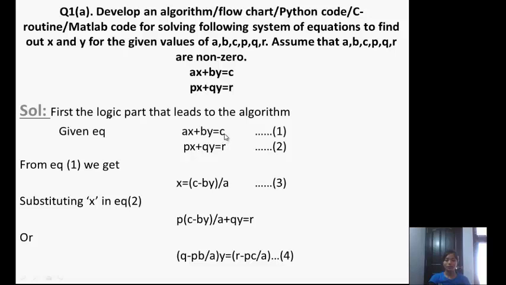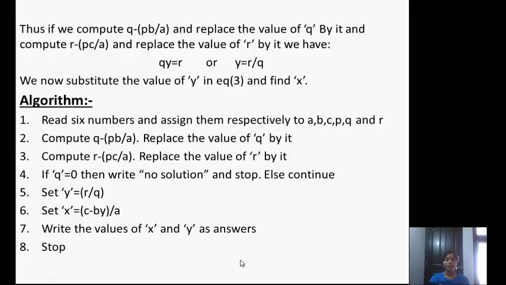From equation 1, we get x equals (c minus by) upon a. Now, substituting this value of x in equation 2, we get p into (c minus by) upon a plus qy equals r, or (q minus pb upon a) into y equals r minus pc upon a. This is equation number 4.